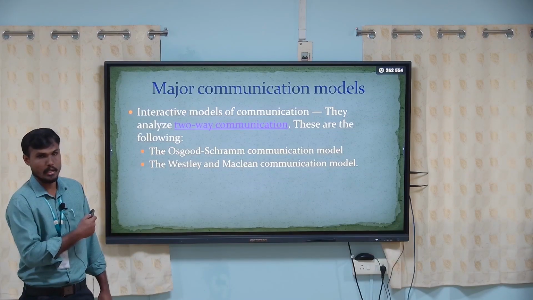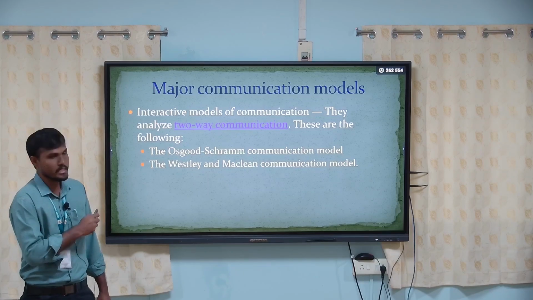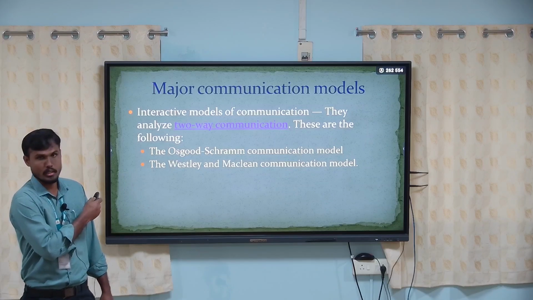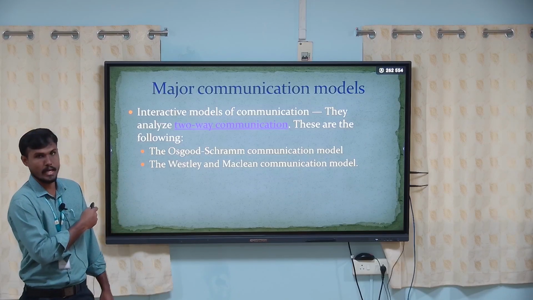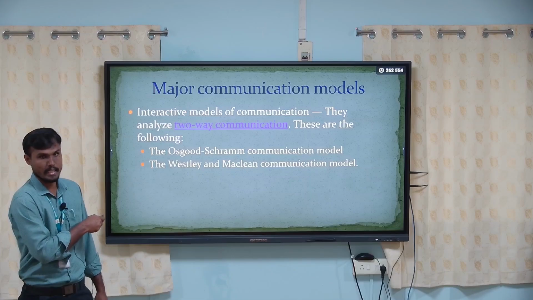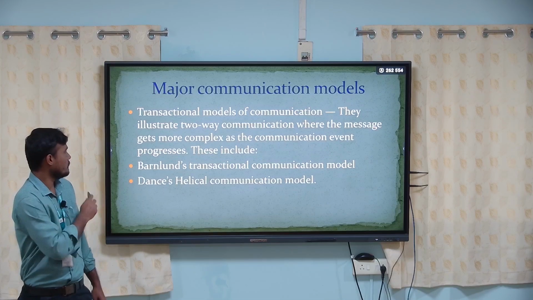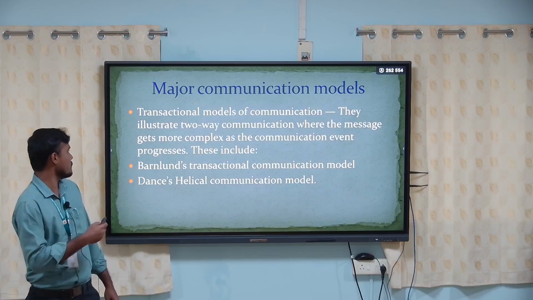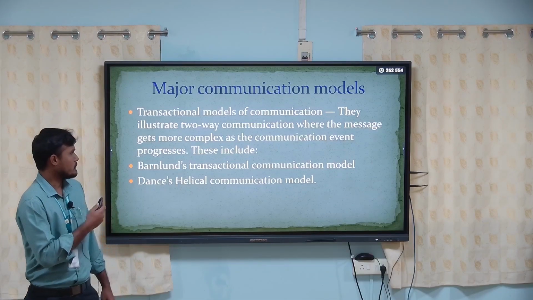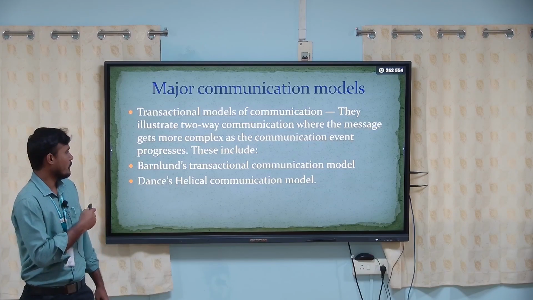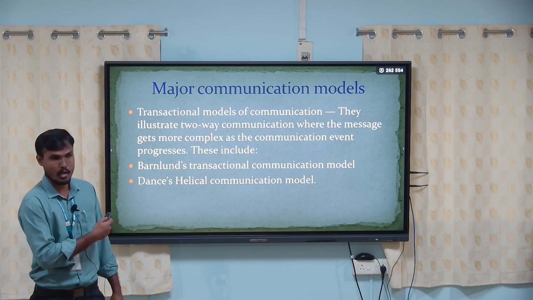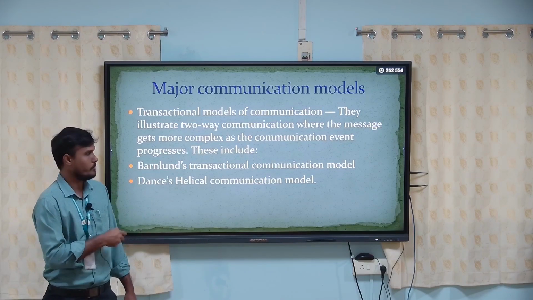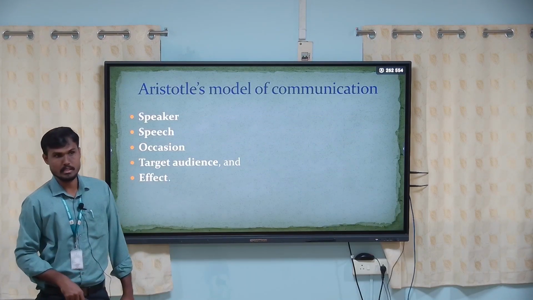Then, the interactive models of communication analyze the two-way communication process. They are the following: the Osgood-Schramm communication model and the Westley and MacLean communication model. The next is the transactional model of communication. The transactional model illustrates two-way communication where the message gets more complex as the communication progresses. They include the parallel transactional model of communication, then the Dance helical communication model.